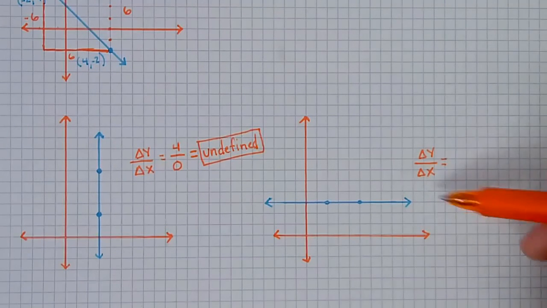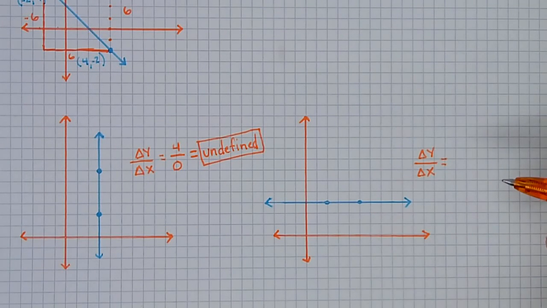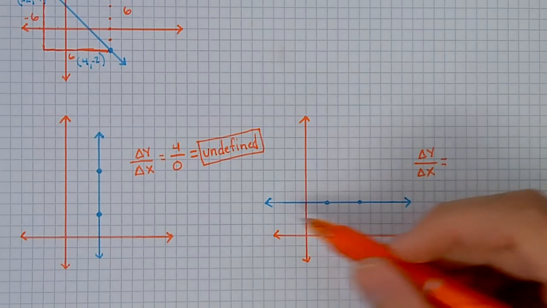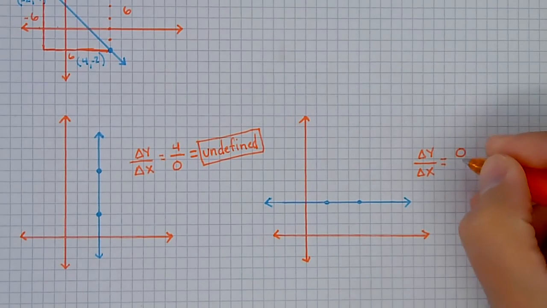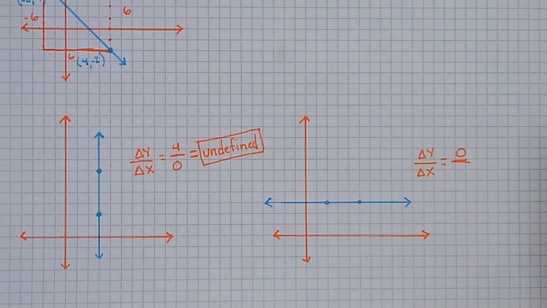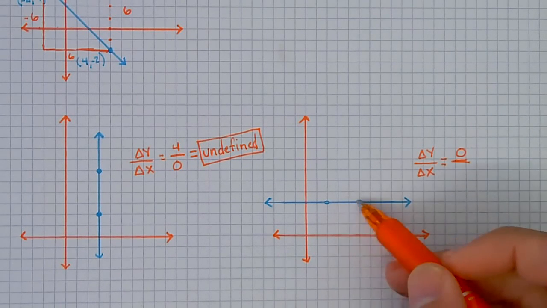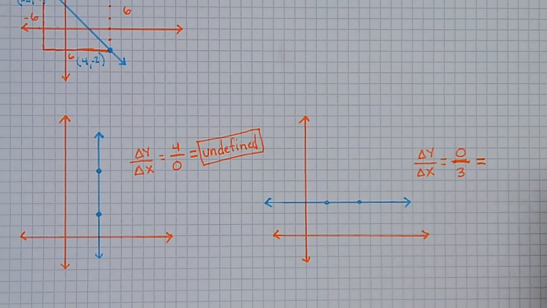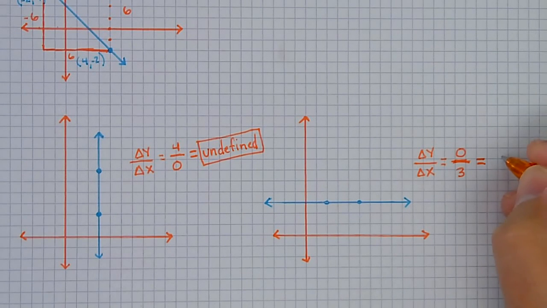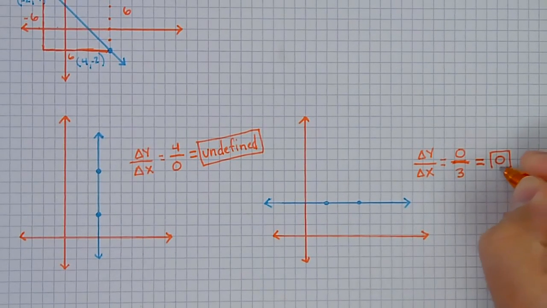Okay, on the flip side, we have a straight horizontal line. So my change in y values are actually 0. My change in x values doesn't really matter, but I'm just going to say 1, 2, 3. So anytime you have 0 in the numerator up top, your answer is just 0.